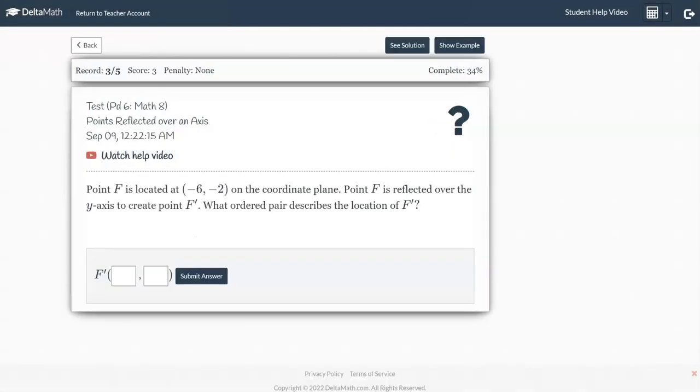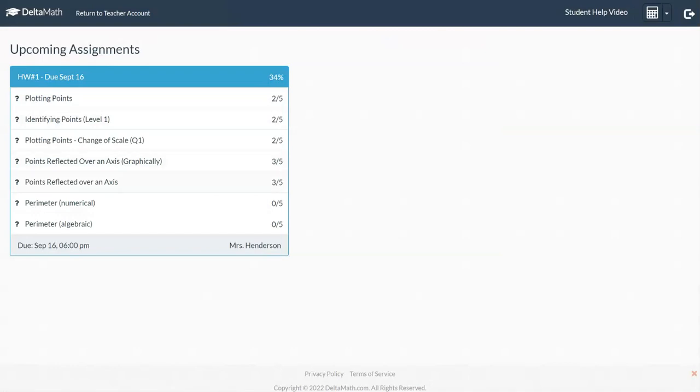That's it. All right, let's try the next lesson. Let's take a look at the last topic here on perimeter.